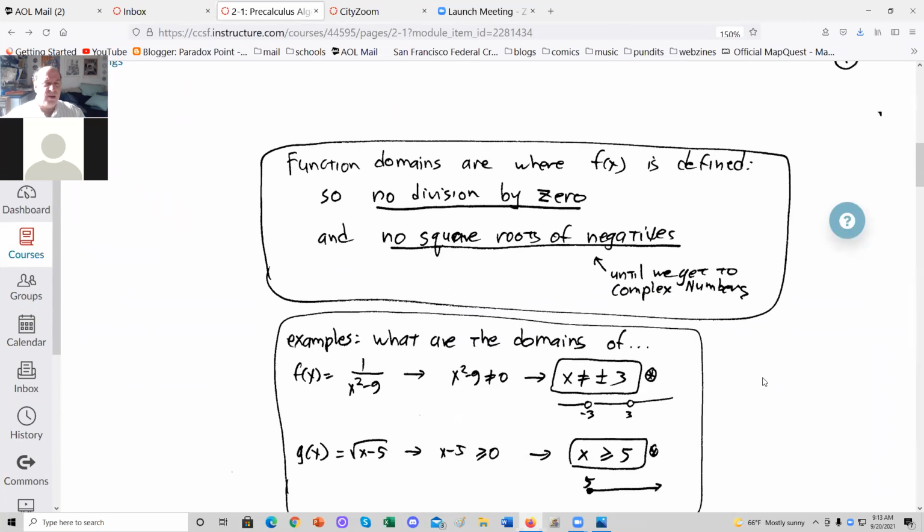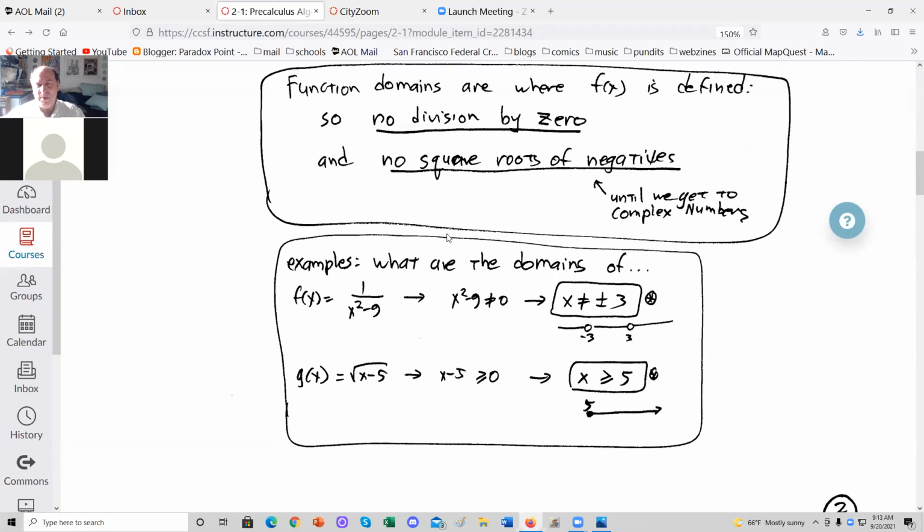Well, domains mean that f of x is defined. And the main problems will be division by 0 and square roots of negatives. Although when we get to complex numbers, we will allow square roots of negatives. But generally, we don't allow division by 0. The problem is that when you divide by 0, either you get an infinite number, which is to say no number at all, or you get an indefinite number, in other words, basically every number there could be.